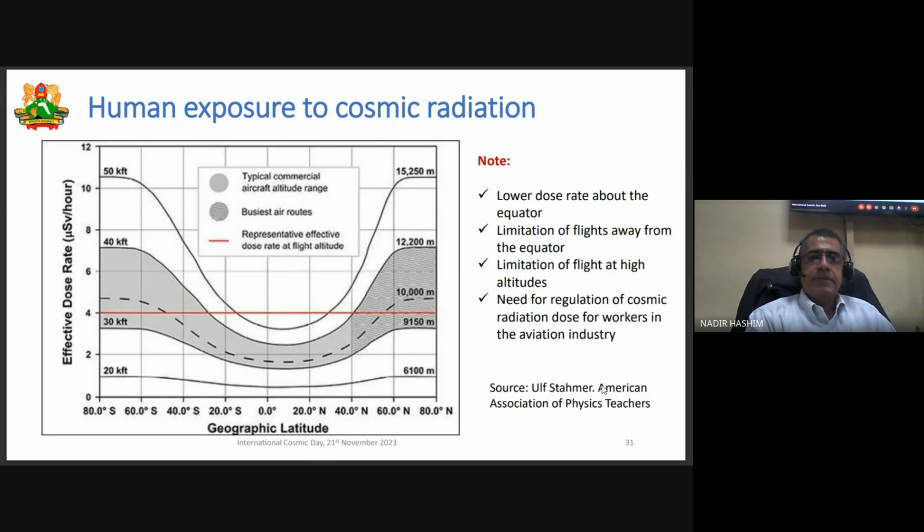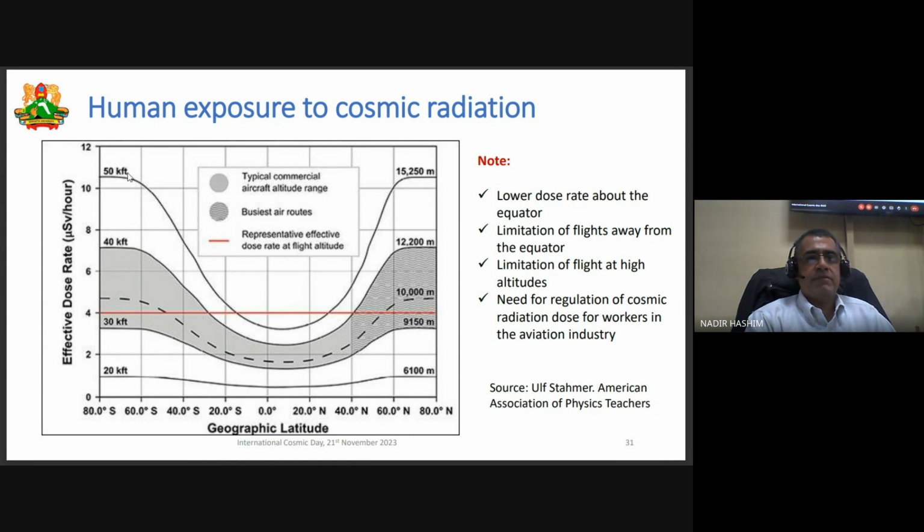So here is another plot that shows you the same situation. Near the equator, you've got low dose. Away from the equator, you've got high dose, 2 to 3 times higher than what you receive at the equator. This is true for commercial flights.